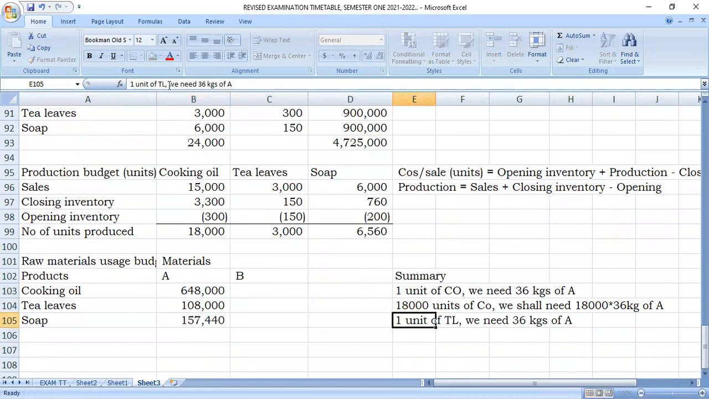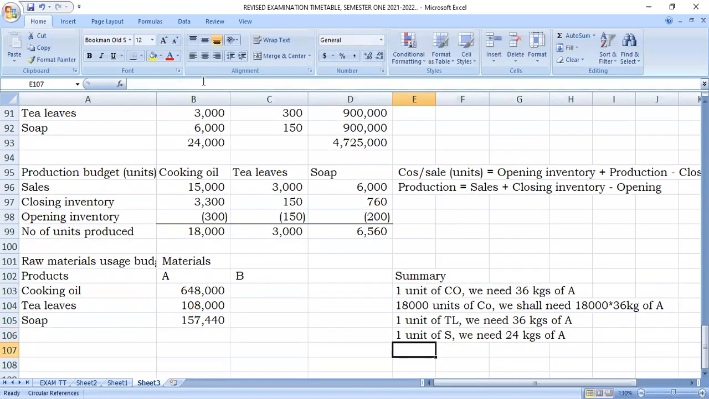Tea leaves, you need 36. Then for 1 unit of soap, yes, we needed 24. It's just a summary. So I hope we are fine as far as A is concerned.